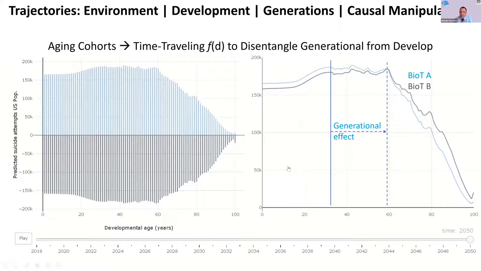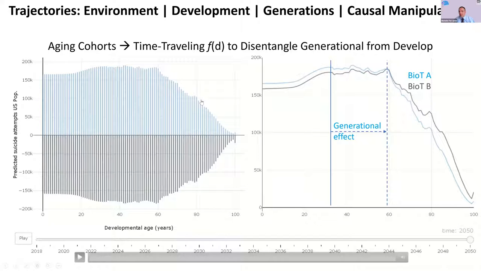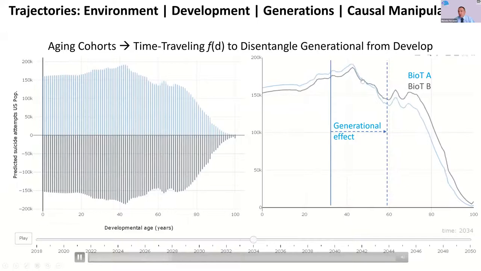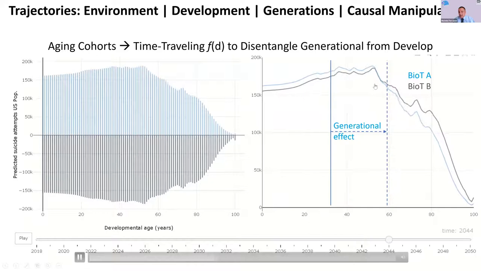In that case, we will not be able to disentangle what is actually a developmental effect from what is a generational effect. The reason for that is because we are not continuing to recruit participants as time moves. If we were able to do that, we could show that the phenomenon we see, for instance this switch between biotype A and biotype B, is moving over time, which suggests that this is actually a generational effect rather than a developmental effect.